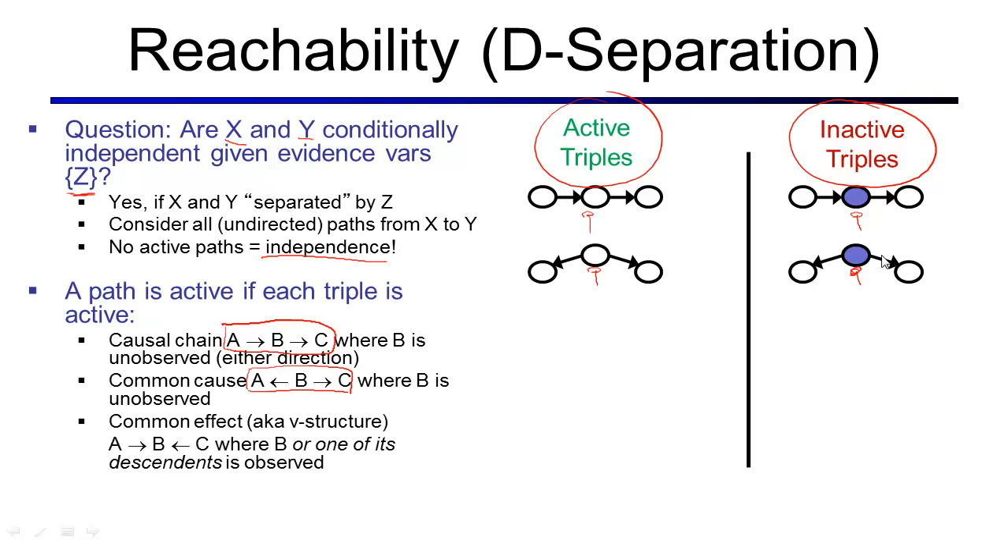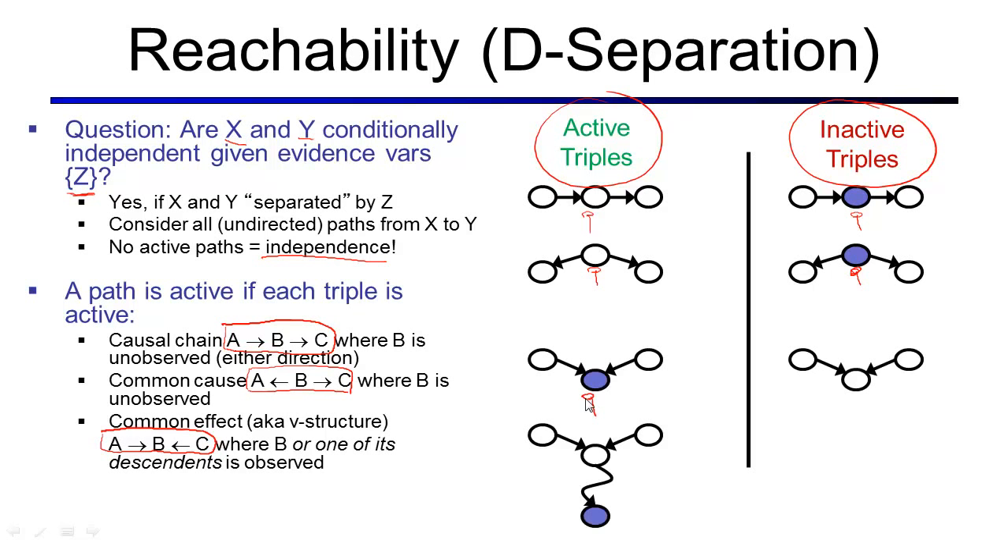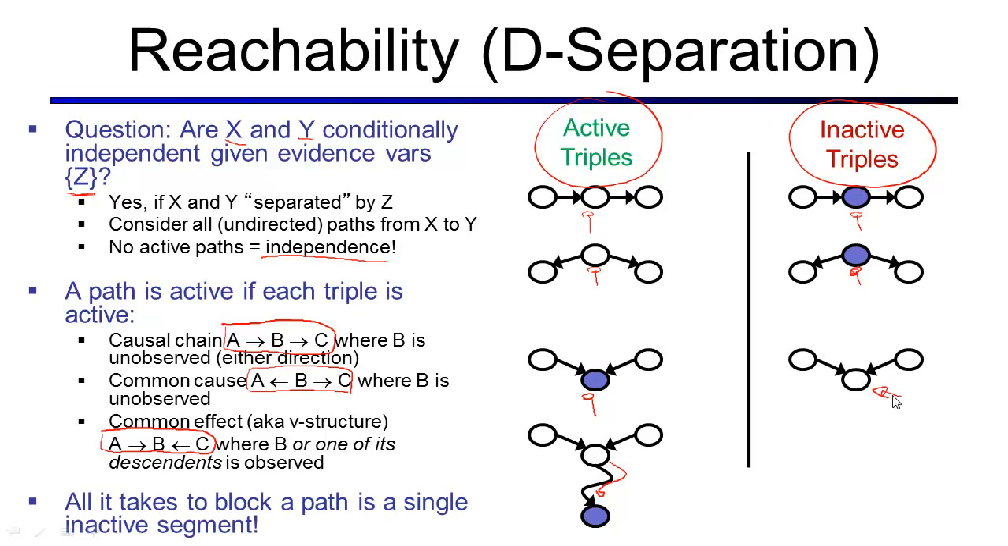Now let's consider a V structure, or a common effect. Here the middle node B is pointed to by both A and C. Here we have a slightly different story. If the middle node is observed, we have an active triple. If any of the descendants of the middle node are observed, we also have an active triple. If the middle node is not observed and none of its descendants are observed, we have an inactive triple. A single inactive triple will block a path and make it inactive.